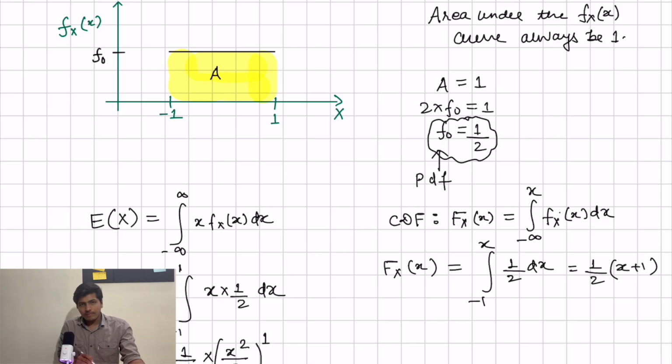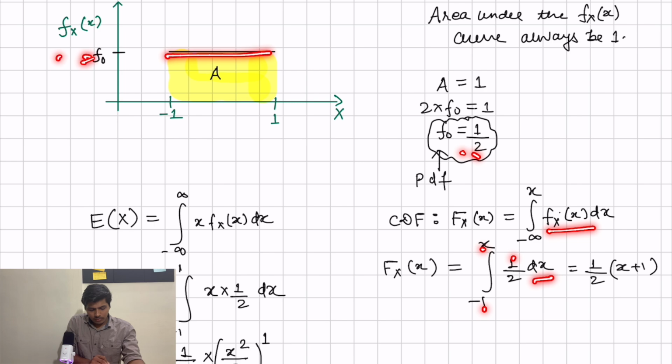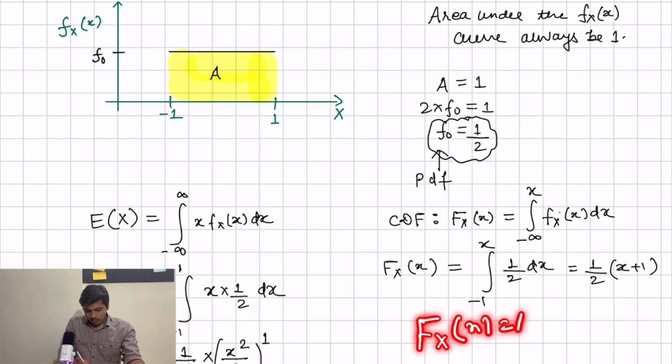And you can define the CDF, which is equal to the integration of the PDF from -infinity to x, which is equal to 1 by 2 into dx from -1 to x. Why? Because the PDF is constant, half, and f0 is half. So if you integrate from -1 to x, it will be equal to 1 by 2 times x plus 1. So the CDF is 1 by 2 times x plus 1, right?